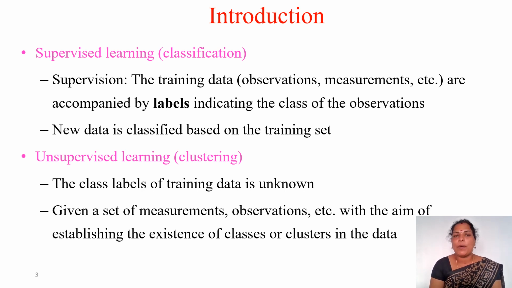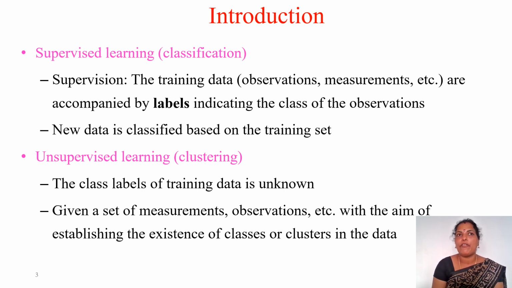So here supervision means the training data, that is, observations or measurements, are accompanied by labels. Class labels are available. That is the supervisor here, indicating the class of the observations. Class labels, or target, or actual output, mean the output of the given record. That is called the class label.